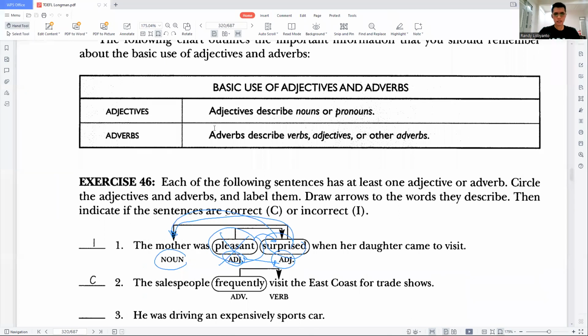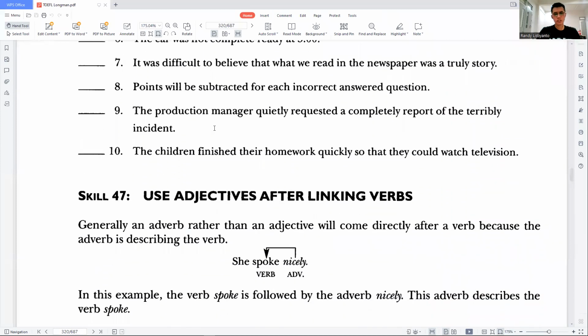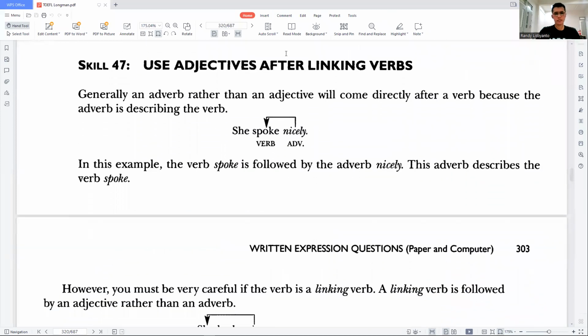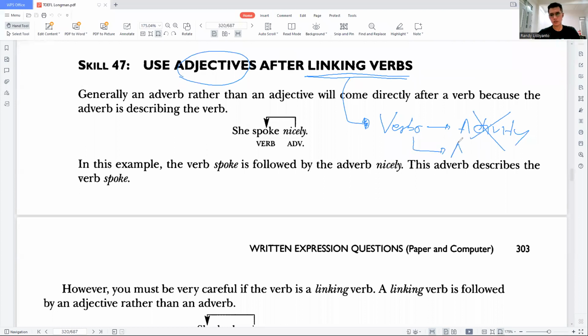And we're going to move on to the second skill. We're going to talk about linking verbs: use adjectives after linking verbs. First of all, we need to know what linking verbs actually are. Linking verbs are verbs that do not explain an activity, but instead describe the noun or the pronoun, usually the subject.